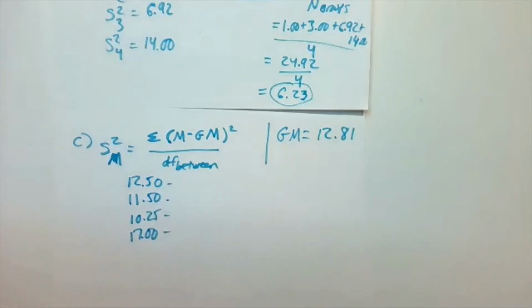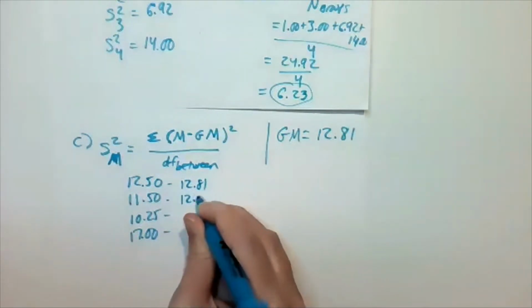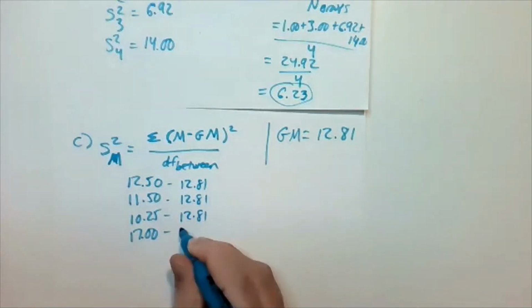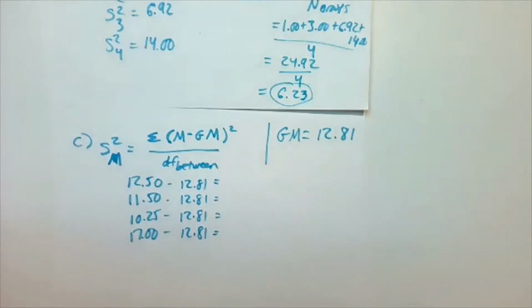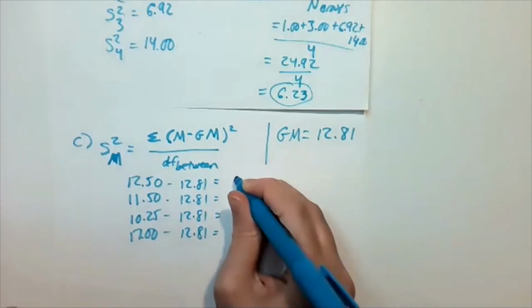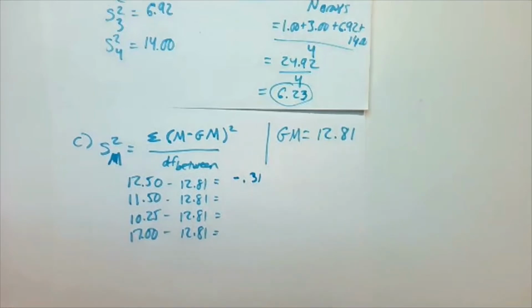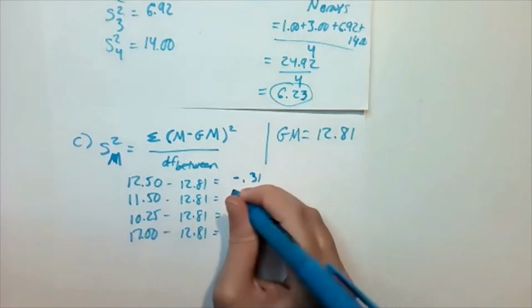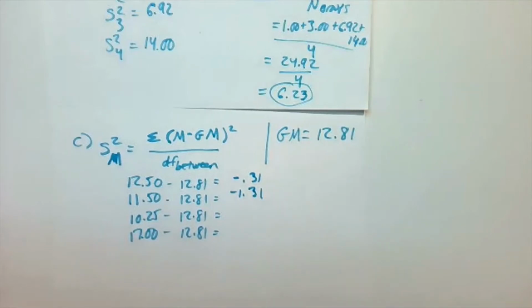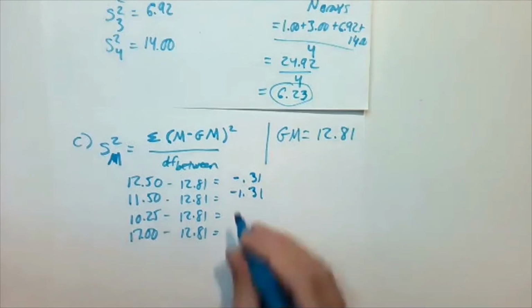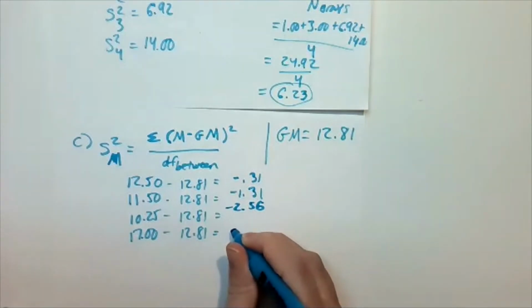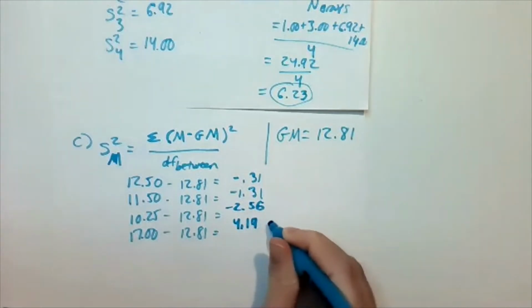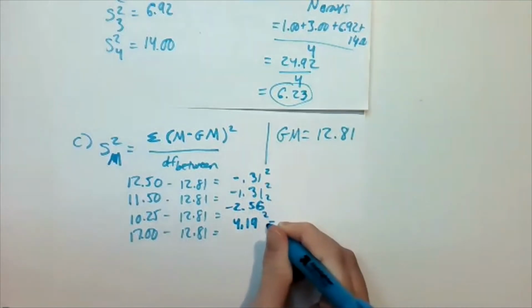Usually we have our raw scores, but we have our means here. And we're plugging in that grand mean that we're subtracting by. And then we start subtracting. So 12.5 minus 12.81 is going to be negative 0.31. 11.5 minus 12.81 is going to be negative 1.31. 10.25 minus 12.81 is going to be negative 2.56. And 17 minus 12.81 is going to be 4.19. I'm going to go ahead and square all of these.